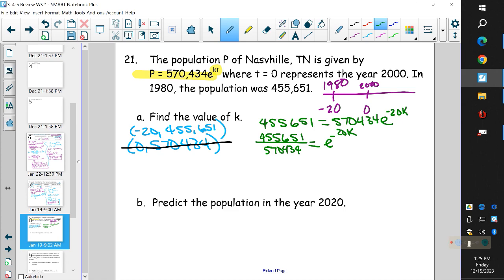Keep going. Divide by negative... oh wait, no, natural log first. Very good. So now I'm going to take the natural log of this. And that's equal to negative 20k. Now what? Divide by negative 20. Take that and divide it by negative 20. So what is k going to equal? Well, let's go ahead and find that out.